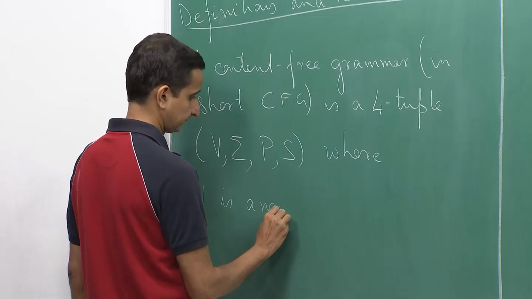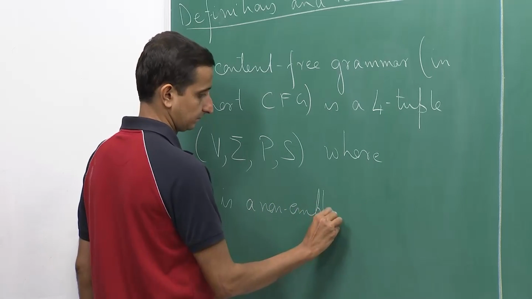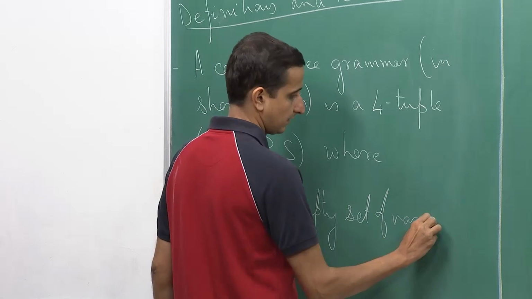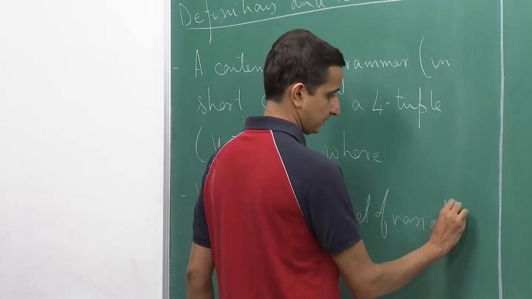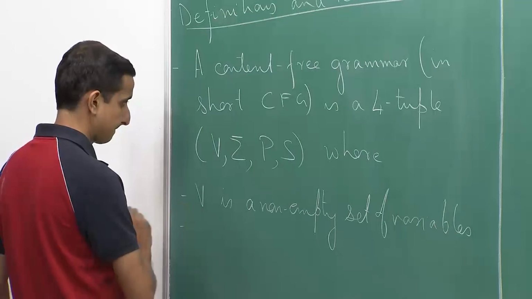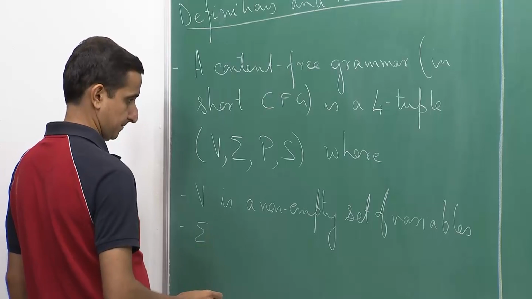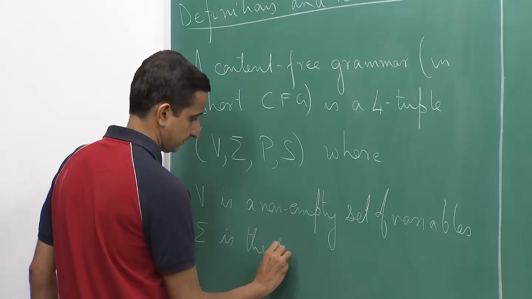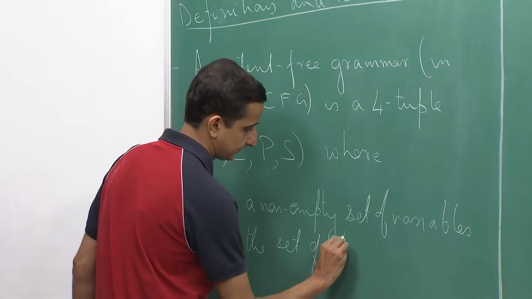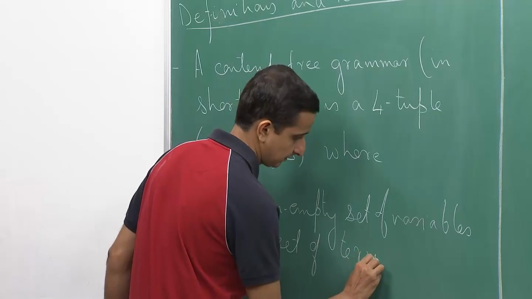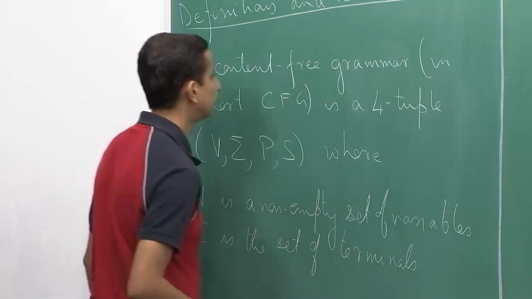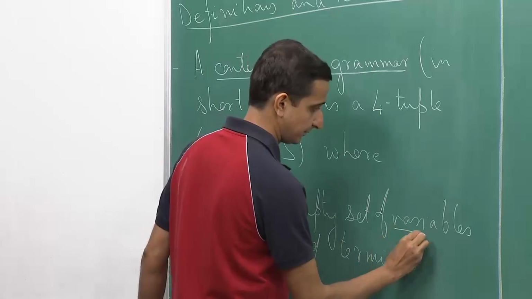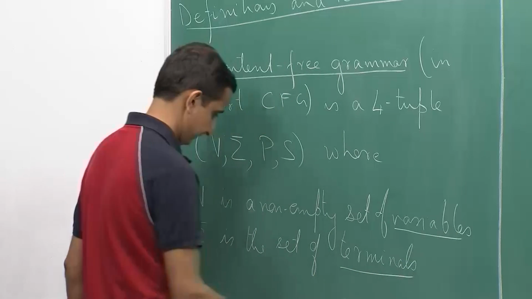a non-empty set of variables. Sigma is the set of terminals. Okay, so let me just underline. So these are the formal terminology. So we have variable, we have terminal.